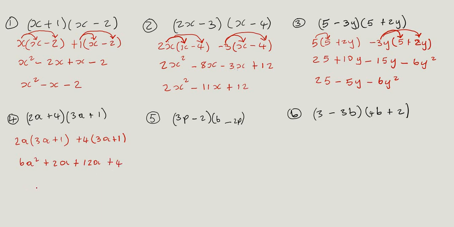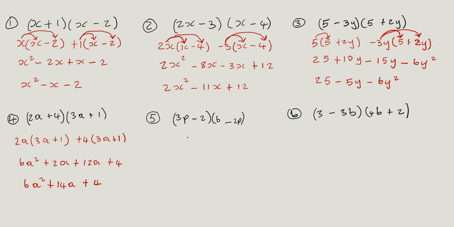All we're going to do is to simplify. So we have one a squared term, we keep it, which is to write back our 6a squared. Note that the two terms in the middle are like terms, so they can be combined. So we have 2a plus 12a, that's going to give us 14a. And we put back our constant term, which is our plus 4. And we're finished for that one.